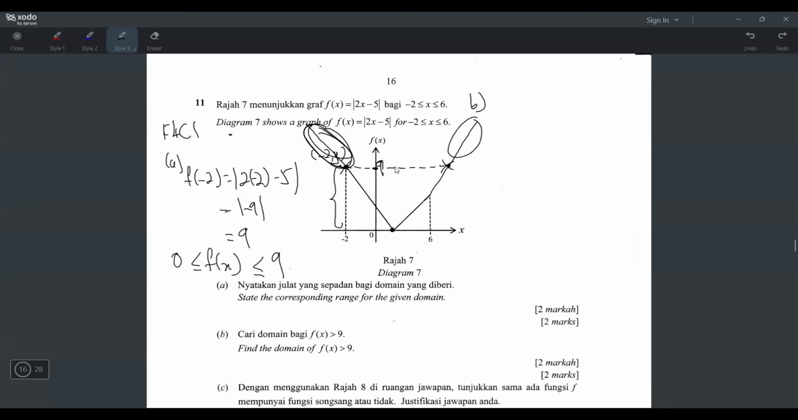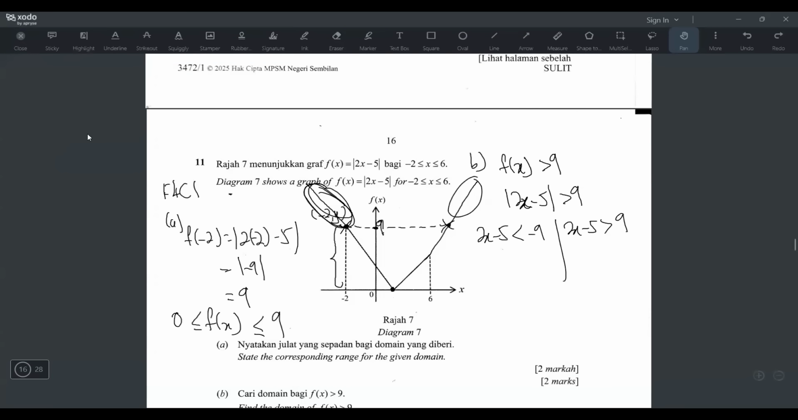Okay. All right, so let me tell you how I will do it. First of all, you can just straight away write f(x) bigger than 9. And then for f(x) you just substitute with modulus 2x minus 5 bigger than 9. I'm sure a lot of students don't know how to deal with inequalities when there's modulus. So remember this: if it's modulus bigger, you write 2x minus 5 smaller than -9, and then the other one is 2x minus 5 bigger than 9. Yeah, if it's modulus bigger, it's like that.